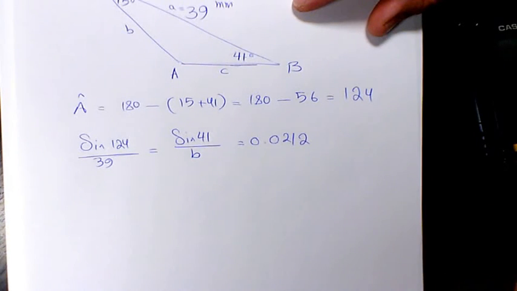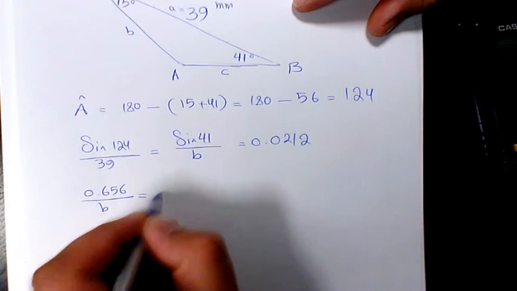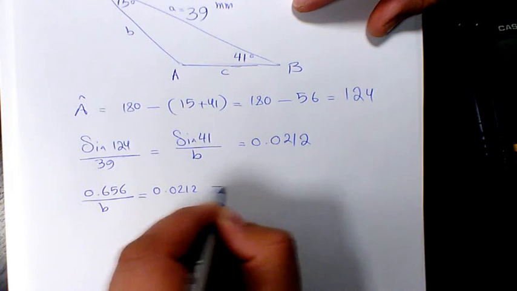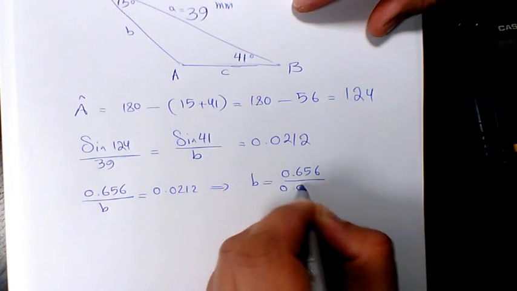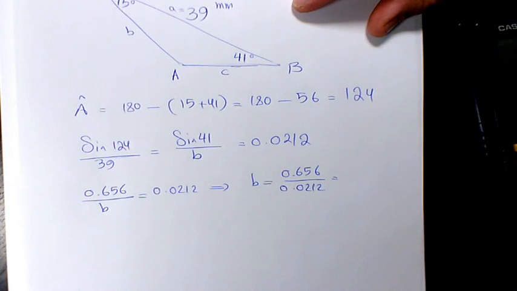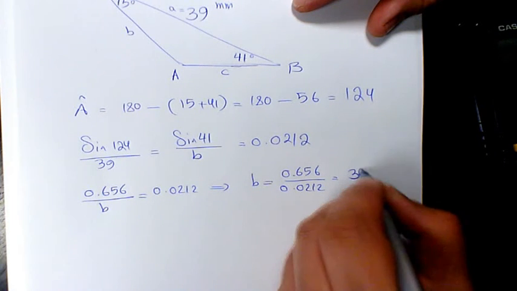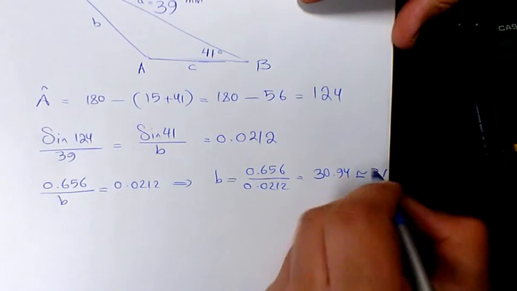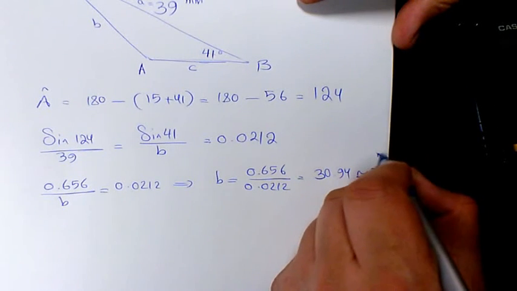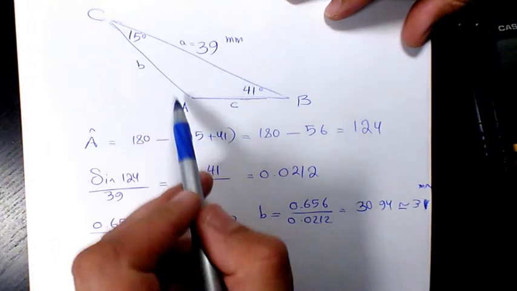Sine 41 is 0.656 over b equals to 0.0212. So b is going to be 0.656 over 0.0212. That's going to be 30.94 or approximately 31 millimeter. That's going to be the b.